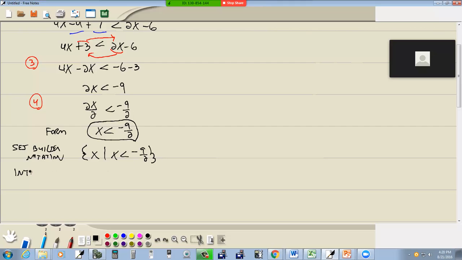We have something called interval notation. Interval notation, if it's a less than, it's going to negative infinity. So we put our negative infinity first, and then negative 9/2. Now, infinities always have a parenthesis on them, and the only time you put a bracket is when you've got a line underneath your inequality symbol. This is a less than or equal to. Since there's no line underneath, that means that this is a parenthesis.